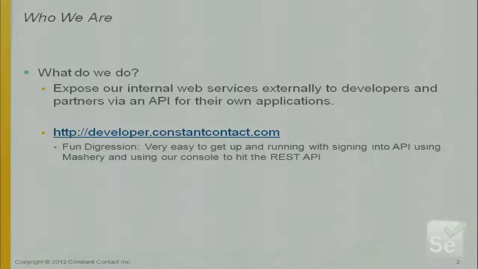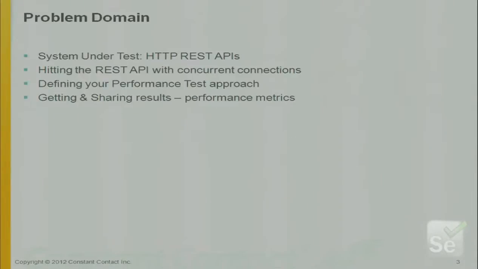We'll have more digressions. So the problem domain here is that we're testing HTTP REST APIs. We're going to talk about hitting the REST APIs with concurrent connections. This is what happens in your production environments. So either GUI clients or third-party apps or partners. In our case, it's a lot of mobile apps and partners that are hitting our REST APIs at developer.constantcontact.com. And that's what we're addressing today.